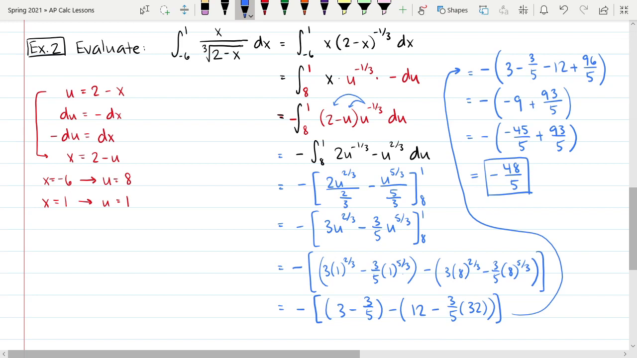All right, and that's basically the lesson. So again, the main idea here is if you are evaluating a definite integral and you have to use substitution in order to find your antiderivative, you do need to make sure that you consider that you have to change your limits of integration as well.